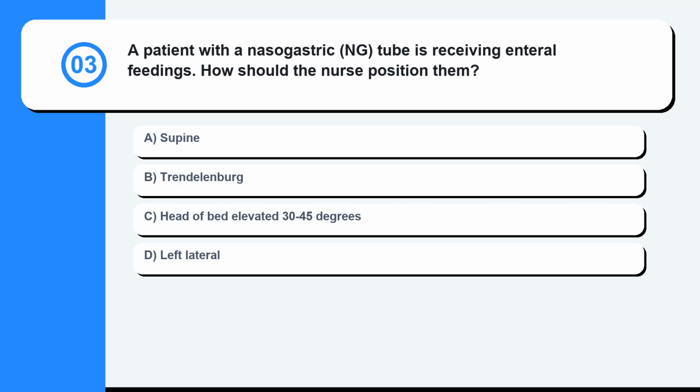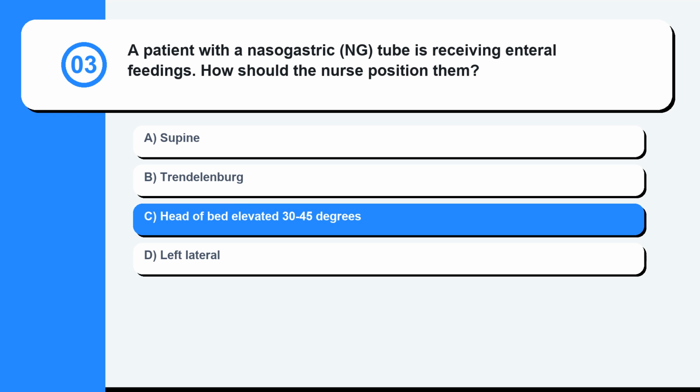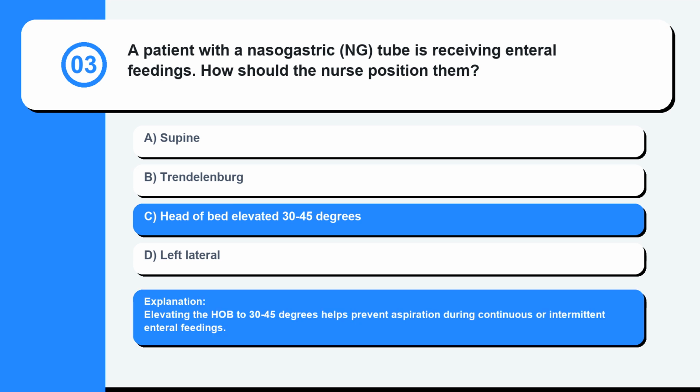Question 3. A patient with a nasogastric (NG) tube is receiving enteral feedings. How should the nurse position them? A. Supine. B. Trendelenburg. C. Head of bed elevated 30 to 45 degrees. Or D. Left lateral. The correct answer is C. Head of bed elevated 30 to 45 degrees. Elevating the HOB to 30 to 45 degrees helps prevent aspiration during continuous or intermittent enteral feedings.